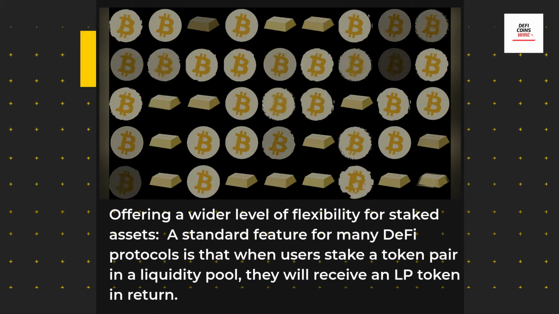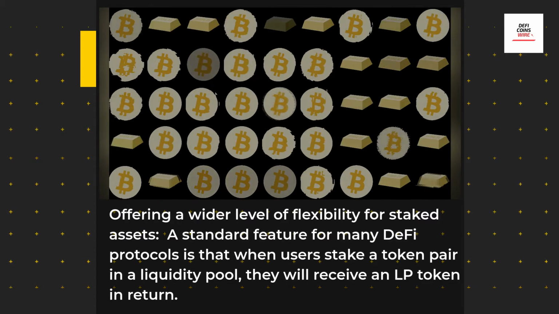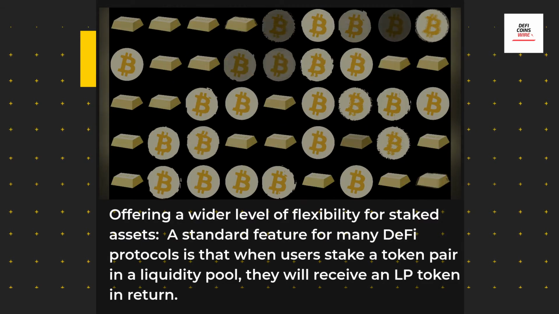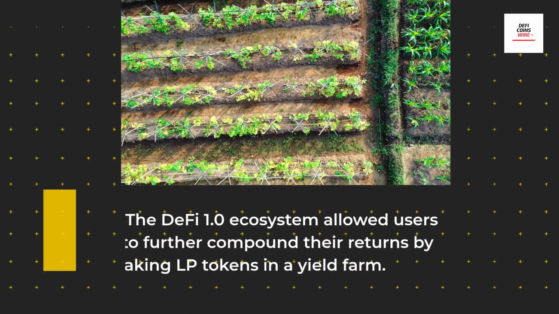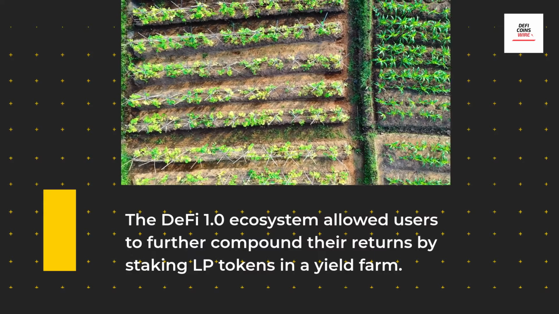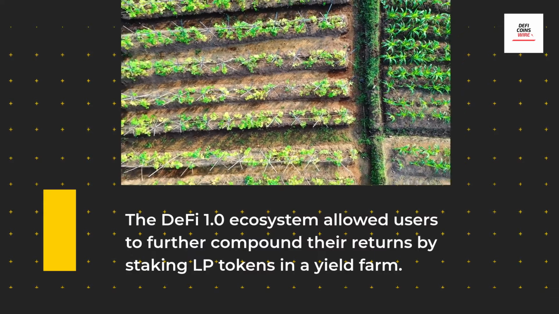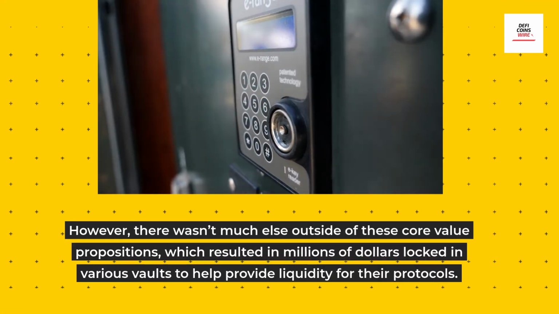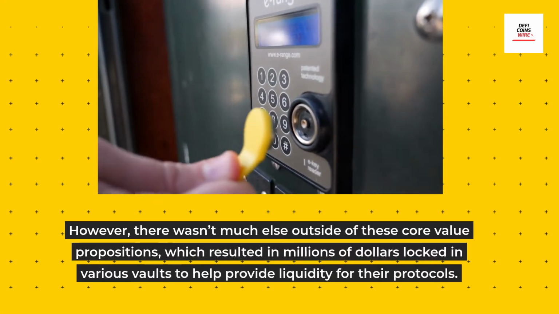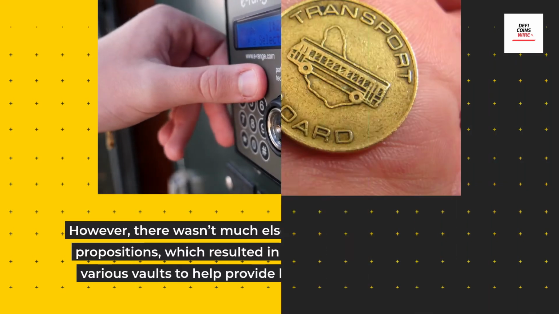Offering a wider level of flexibility for staked assets. A standard feature for many DeFi protocols is that when users stake a token pair in a liquidity pool, they will receive an LP token in return. The DeFi 1.0 ecosystem allowed users to further compound their returns by staking LP tokens in a yield farm. However, there wasn't much else outside of these core value propositions, which resulted in millions of dollars locked in various vaults to help provide liquidity for their protocols.